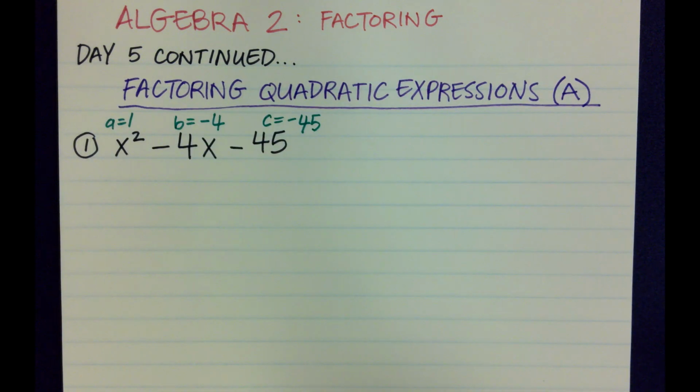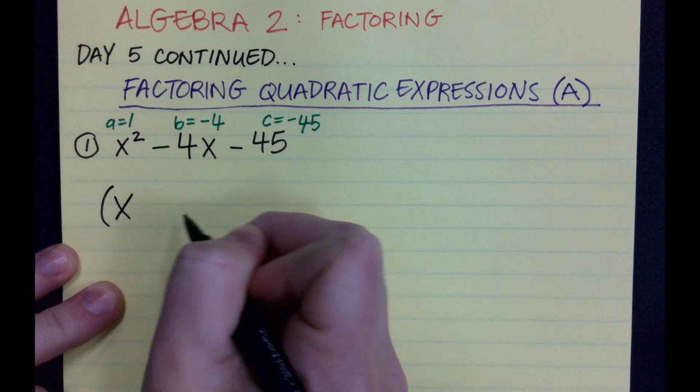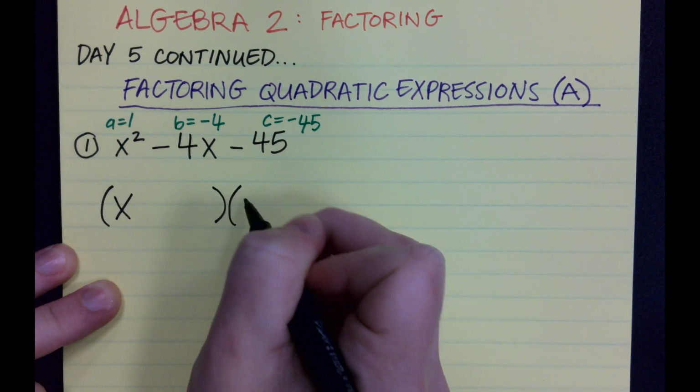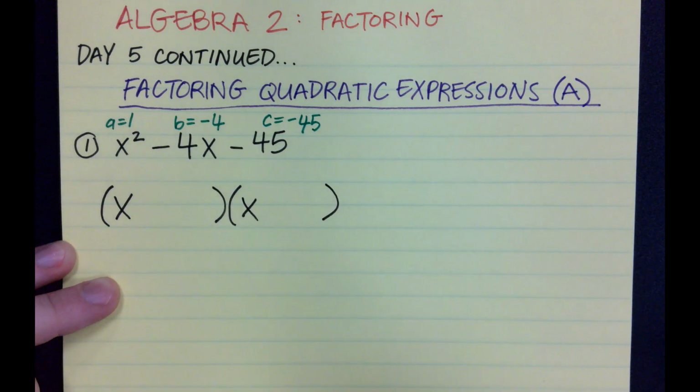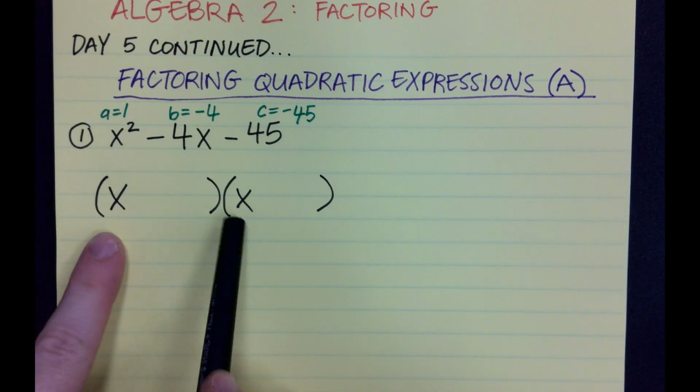Yes, we want to go ahead and write our 2 empty sets of parentheses. Not totally empty though. We do have x plus or minus something times x plus or minus something. So I'm going to do that. Would your x still be squared? So we have just x.